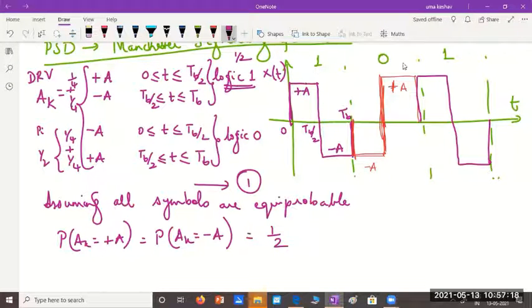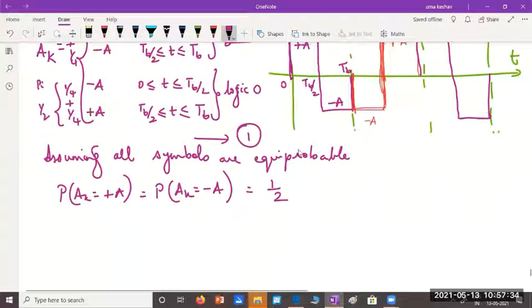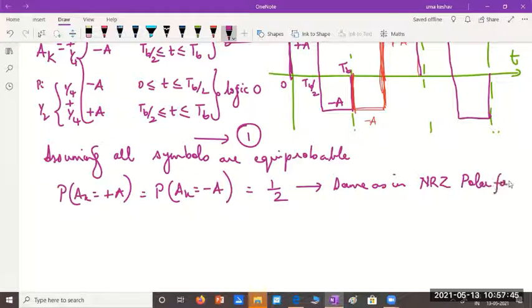So occurrence of 1 and 0 are equiprobable. So probability of getting plus A or minus A. There are 2 plus A's, 2 minus A's. So probability of getting both should be half. Okay. So actually this was the same which we got in NRZ polar format. So can you try to define what happens to the ACR function, which will be similar to that of NRZ polar?